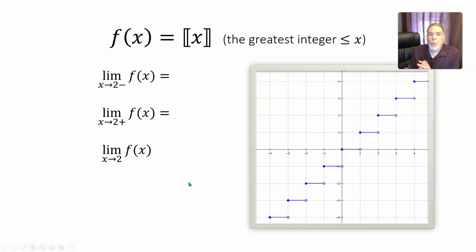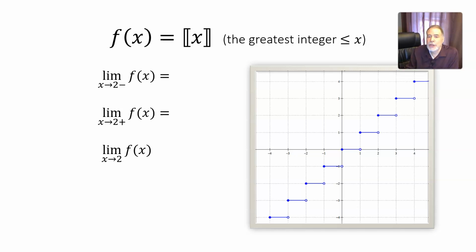Okay, and what about the greatest integer function? This is the function that takes whatever number you give it and rounds it down to the greatest integer that is less than or equal to x. So if the number you put in for x is already an integer, you just get that same number out. But if it's not an integer, it gets rounded down to the nearest integer that's less than or equal to the number you put in.